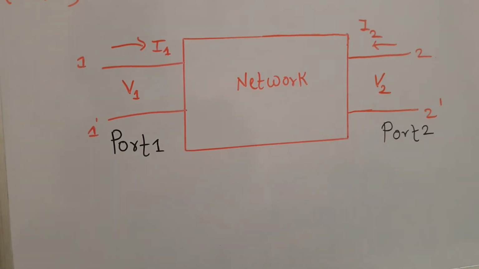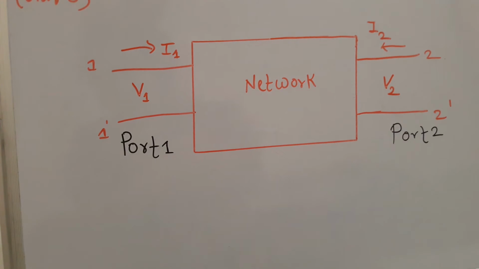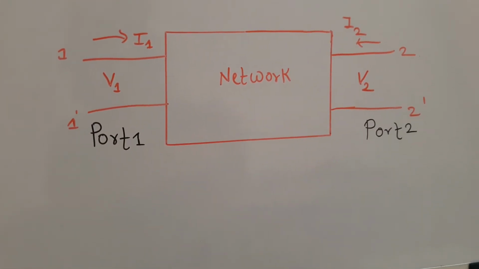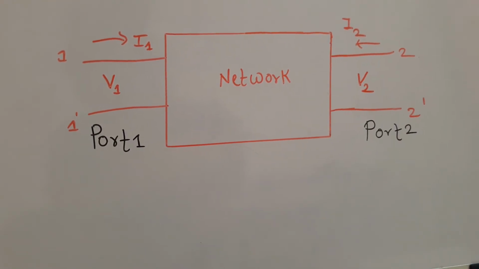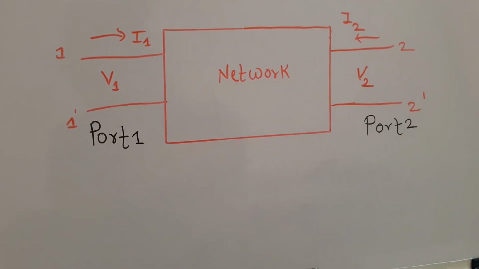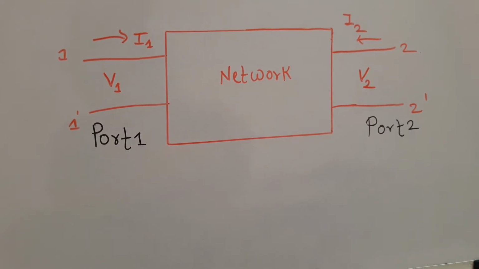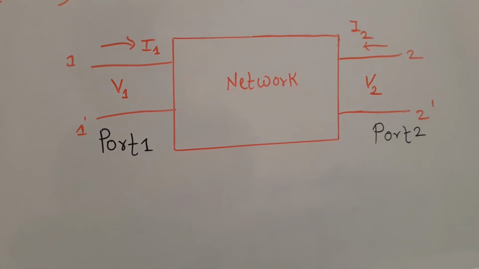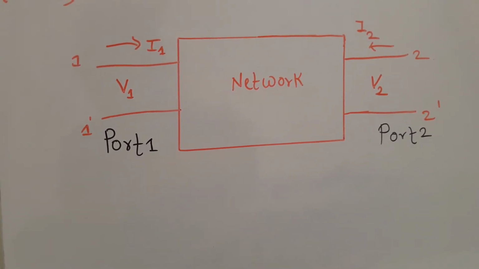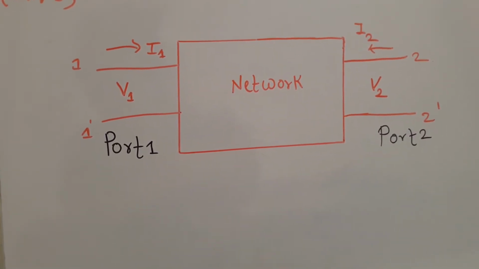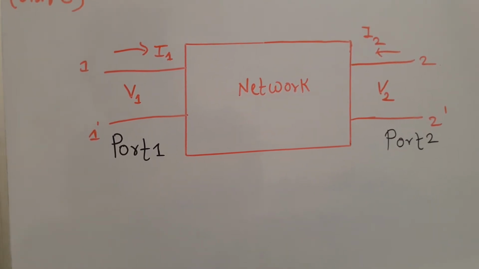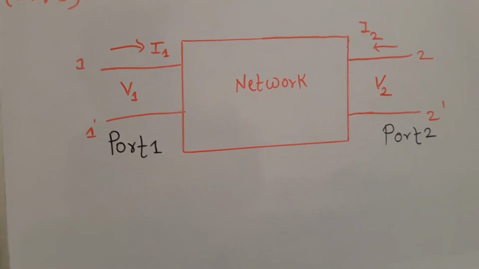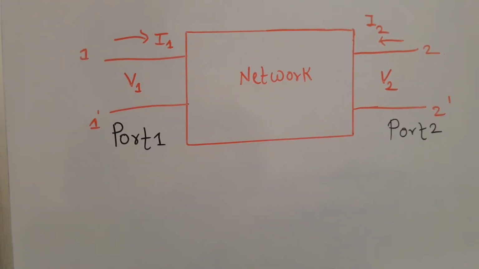Two ports containing no sources in their branches are called passive ports. The one shown in the figure does not have any energy source in both the ports, that is port 1 as well as port 2. So such a network is called a network with passive ports. For example, power transmission lines and transformers. When two ports contain energy sources in any of the branches, they are called active ports. So if an energy source is present, it is called an active port.